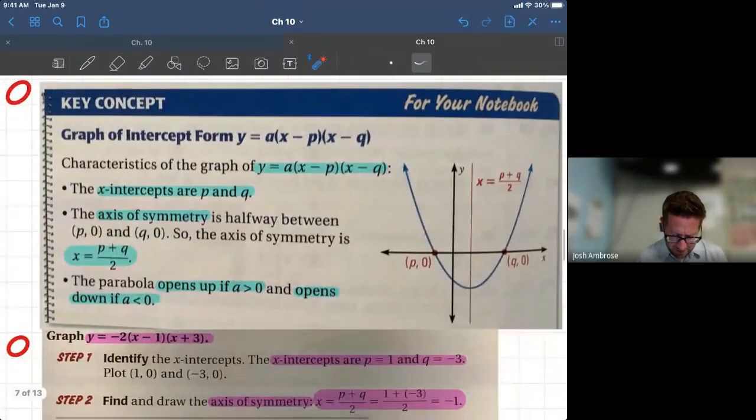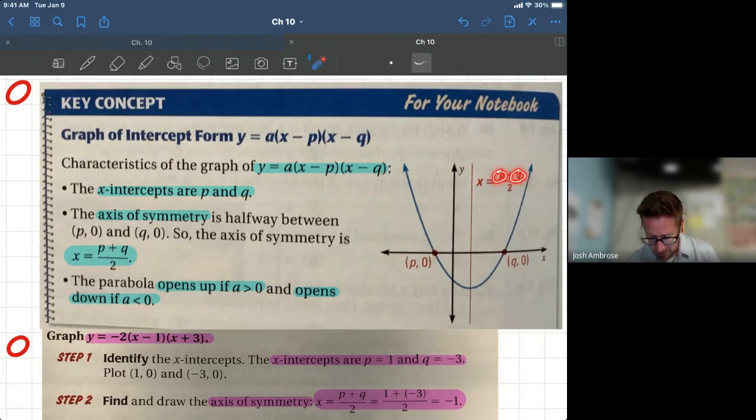All right, so let's take a look at a couple examples worked out here. So if you're given, again, intercept format, x-intercepts are P and Q. That is these values right here. And then when you're trying to find the axis of symmetry, which is this middle line, perfectly cutting that parabola in half, you're going to figure out P and Q, add them together, and then divide by 2. That's going to give you the axis of symmetry, which is the x value.